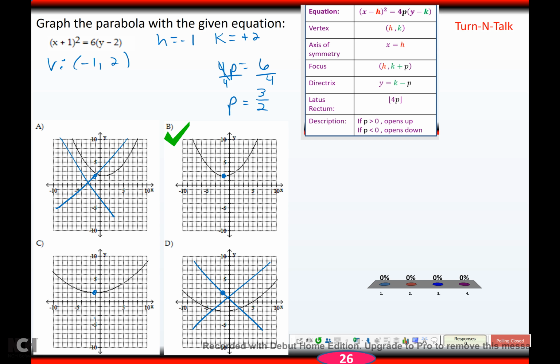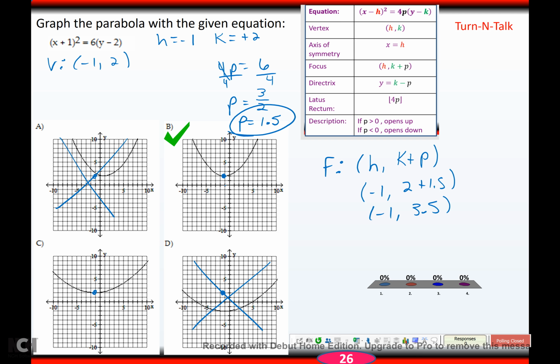So what I need to do is, if I can figure out the focus, and let's use a decimal so you don't go crazy. So my P is going to be 1.5. My focus is going to be the same H, but I'm going to go up P units from K. My H is negative 1, my K is 2, plus 1.5 is going to be negative 1, comma, 3.5.